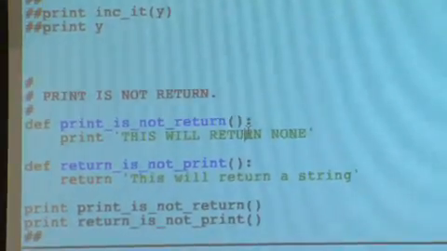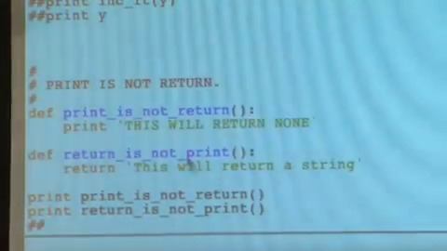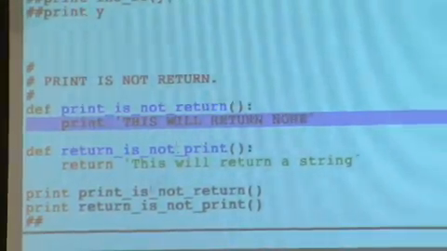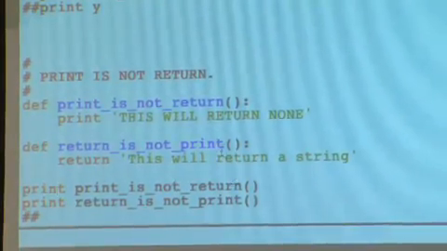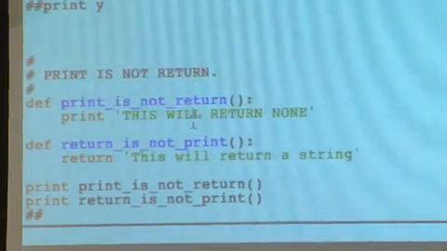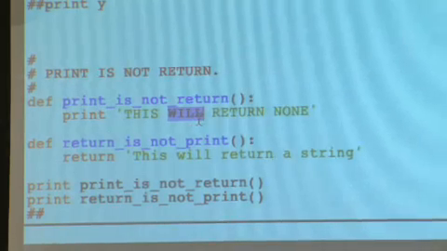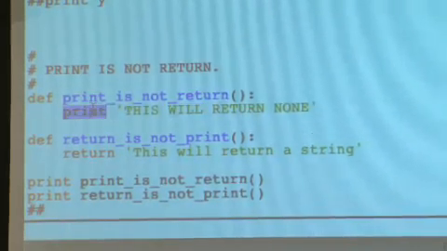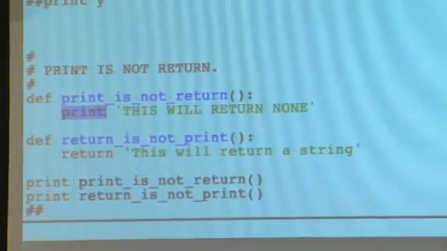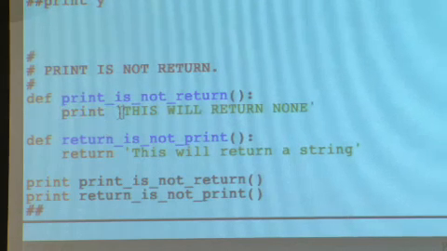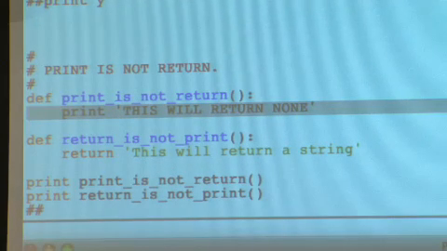Gotchas. I guarantee someone's going to make this mistake. Print is not return. When you call print is not return, it's going to call this function, and it will print out this string, but it's not actually returning this string. What it's returning is None because there's no return statement. And that's where this None comes from.